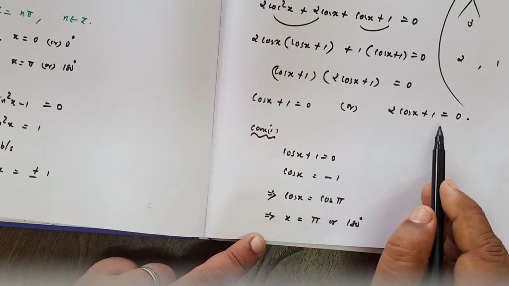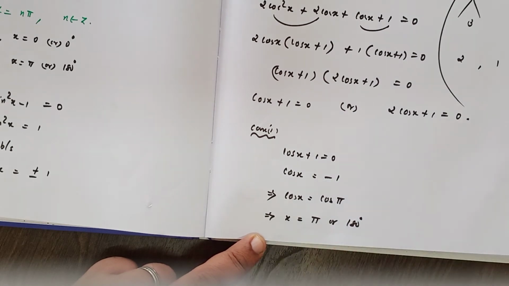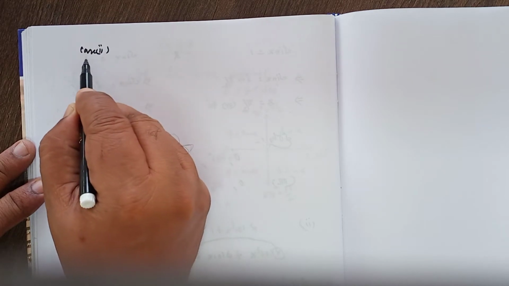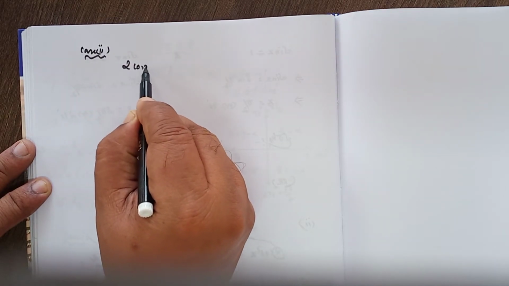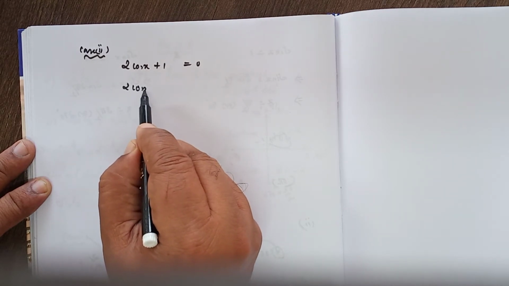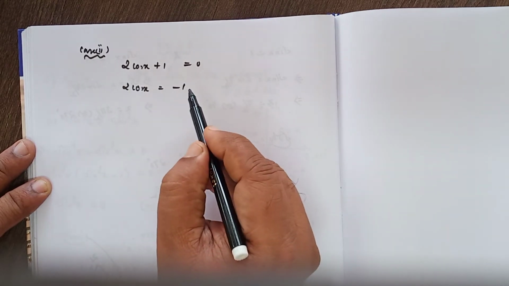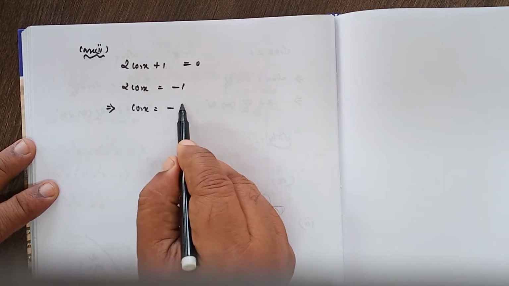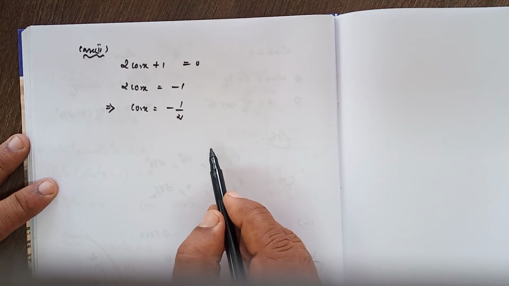Now case number 2, 2 cos x plus 1 equals 0. So 2 cos x is equal to, plus 1 comes to the right hand side, minus 1, which implies cos x is equal to minus 1 by 2.